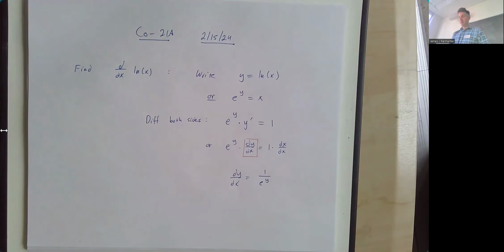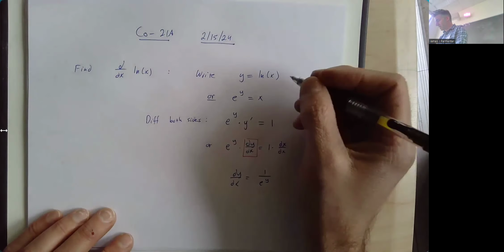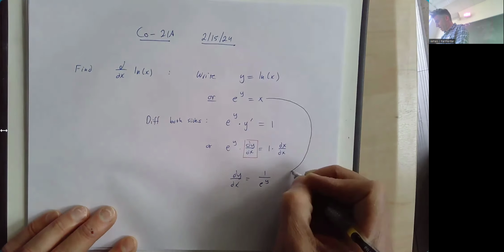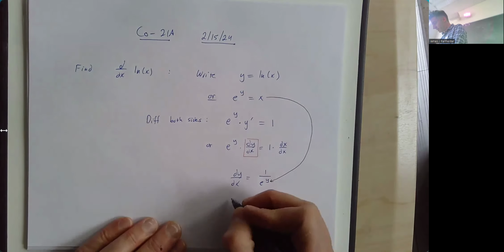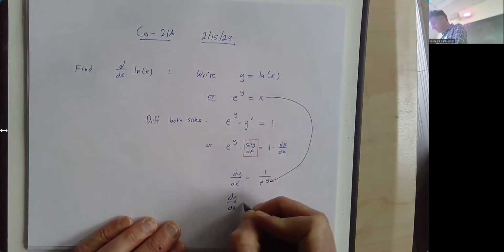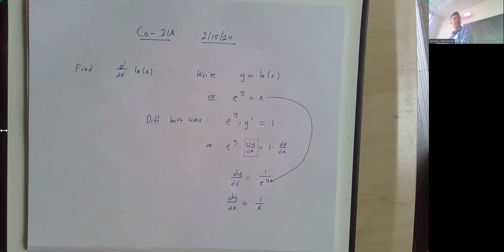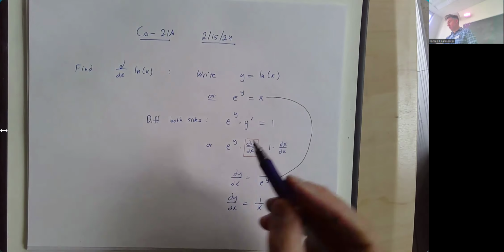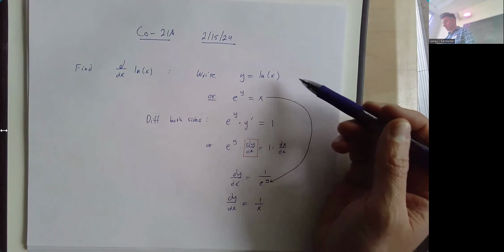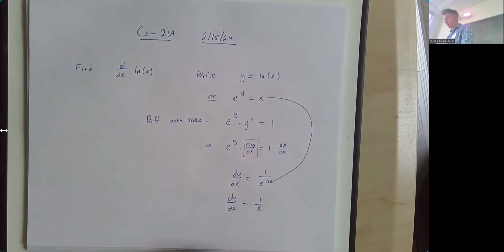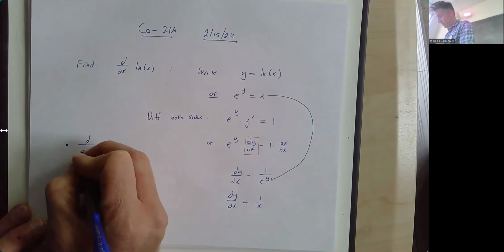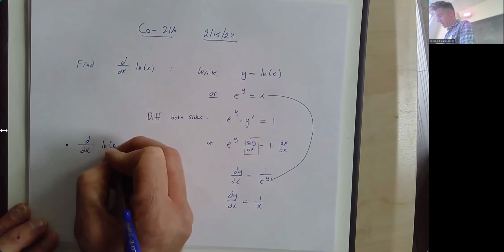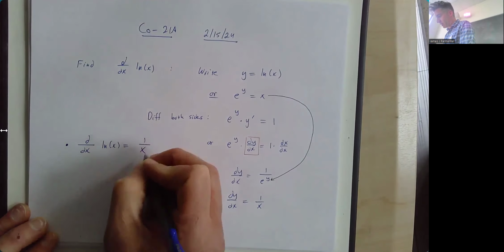Since we know that e to the y is equal to x, we rewrite this as dy dx equal to 1 over x. So, our function y equal to the natural log of x, the derivative is 1 over x. The derivative of the natural log of x is in fact 1 over x.